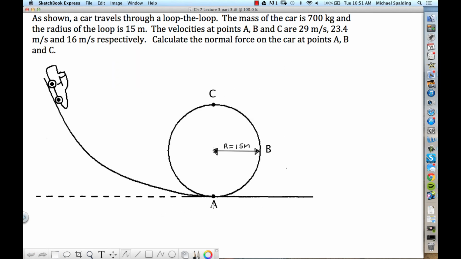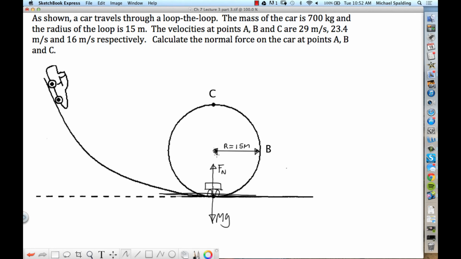So point A. The steps you're following, you do a free body diagram. So here's the car at point A. What are the forces when the car is at point A? You got mg down. You got normal force up, right? We call it a normal force. Normal means perpendicular to the surface. So here's the surface right there. The normal force is perpendicular to that.